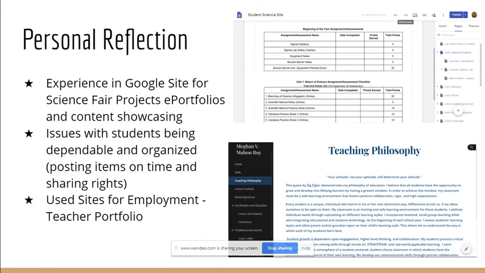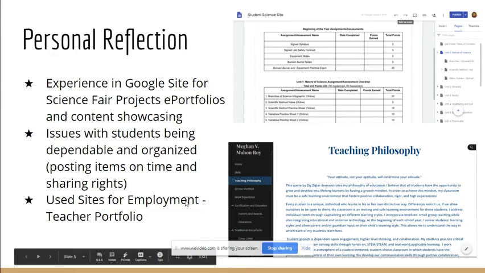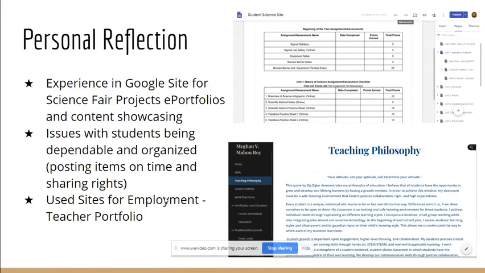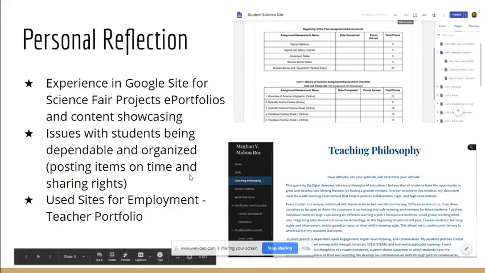The other way that I've used it was with my own teaching portfolio for employment and applying for jobs. I created my own portfolio and then would put this on my resume as a QR code link, and employers would be able to see my own teaching portfolio.